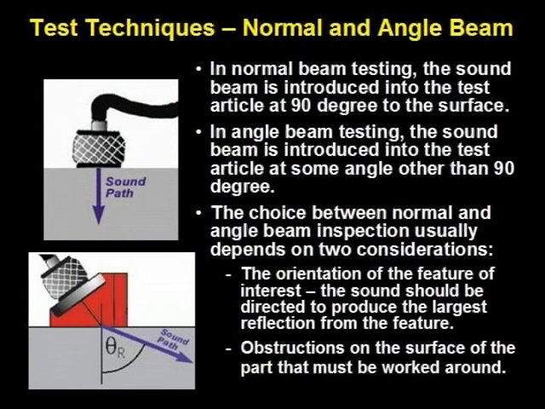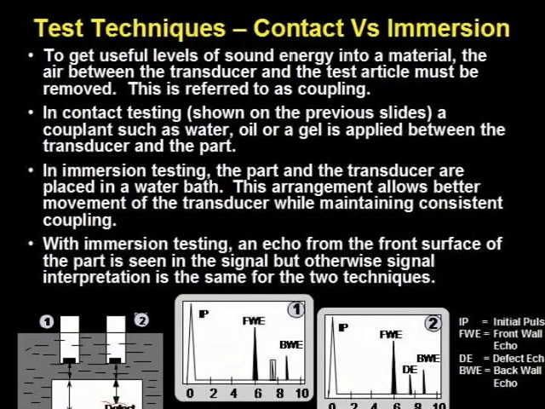This slide discusses the normal and angle beam classification of inspection techniques. A wedge of material with acoustic impedance less than that of the test article is usually used to refract the sound beam at the desired angle. This method is used to direct the sound normal to the reflector of interest in order to produce the largest signal possible, or if surface features interfere with normal beam inspection. In some cases, the refracted beam may make several internal reflections in the test article before reaching the region of interest.